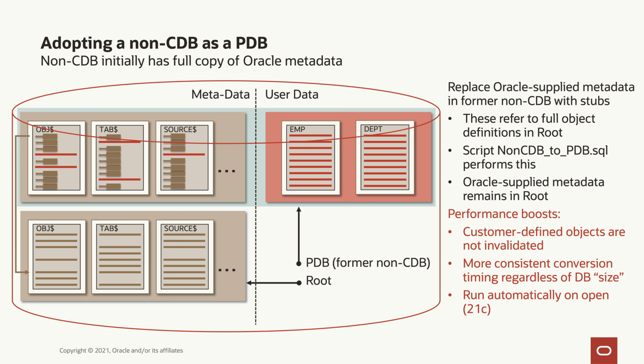None of this is new in 21c or 19c for that matter. What's new is the faster, easier part. In general, things run faster because we've eliminated unnecessary invalidation of customer-defined objects. We needed to focus on conversion of Oracle objects. Customer objects need not be impacted.